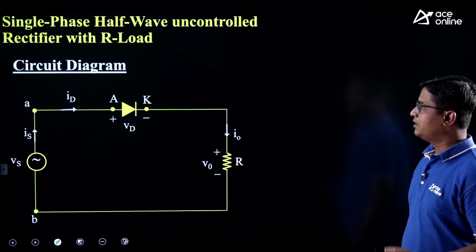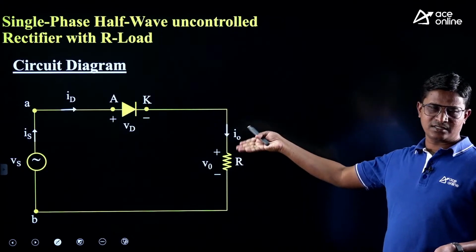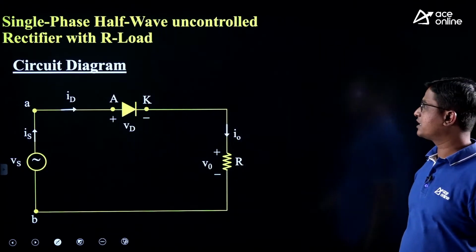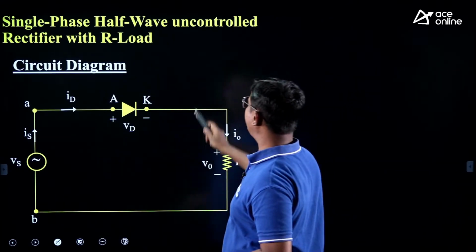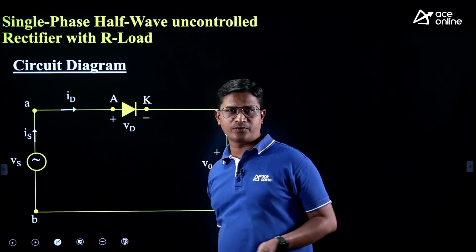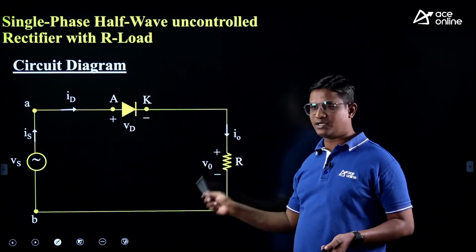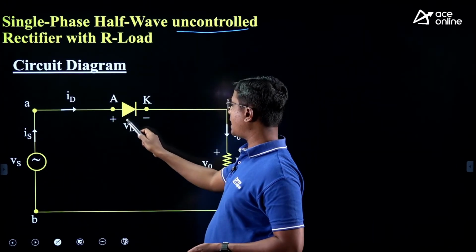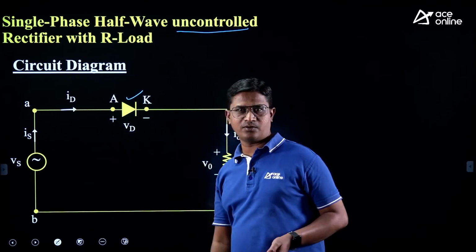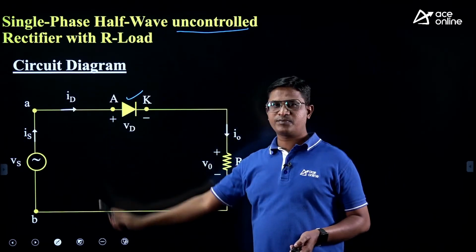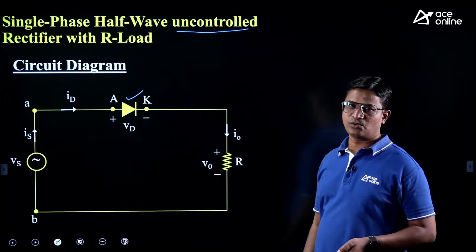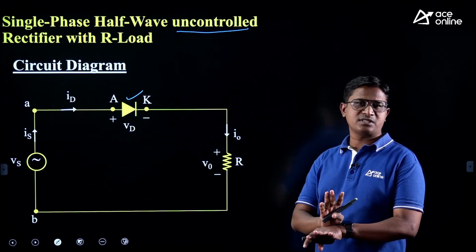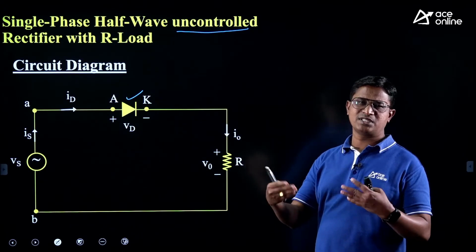Alright. Now let us discuss some simple circuitries. Single phase half wave uncontrolled rectifier with resistive load. You might have come across this type of circuitry. Uncontrolled means diode is present. Input is an AC supply. We have considered the resistive load. I am not going to discuss the circuit operation here because it is only a revision series, right?